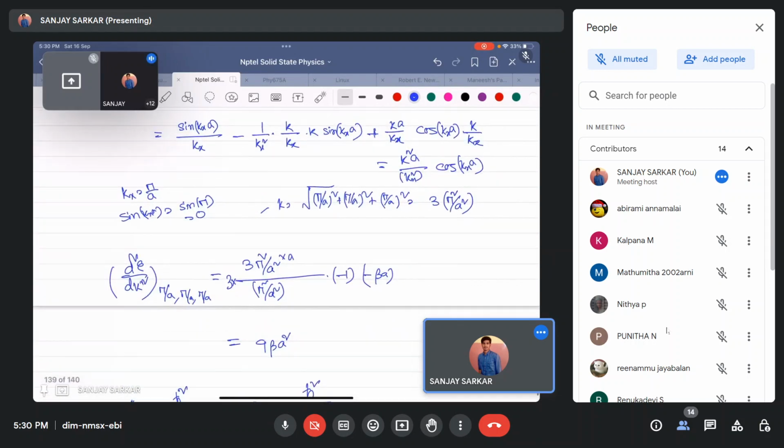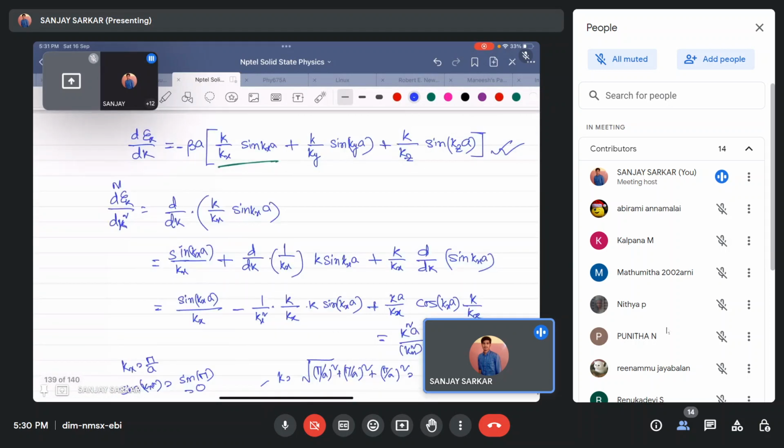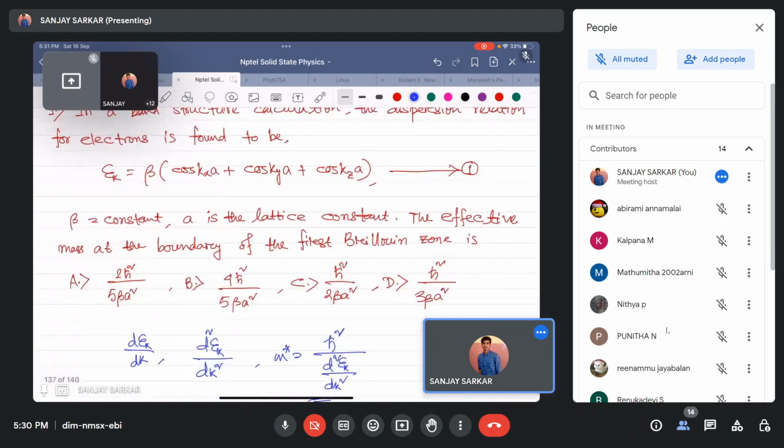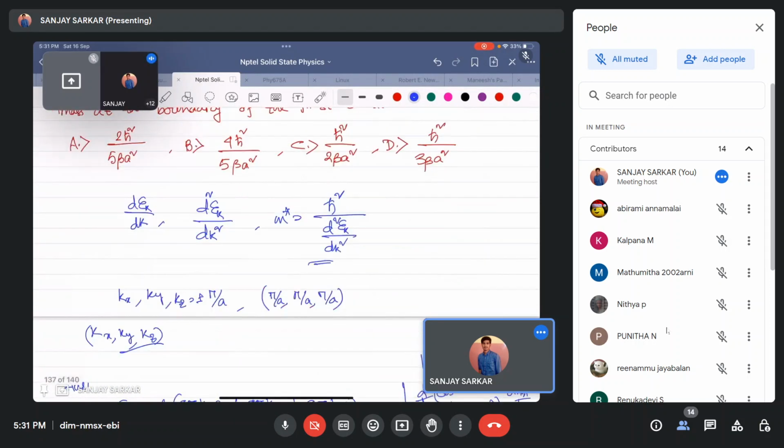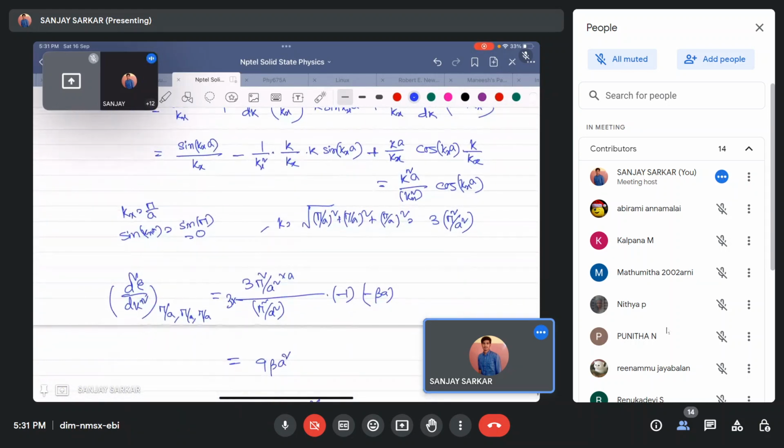I am getting h bar square by 9 beta a square, but I don't see any option like this. Does anyone see any mistake in the calculation? Can you point it out?